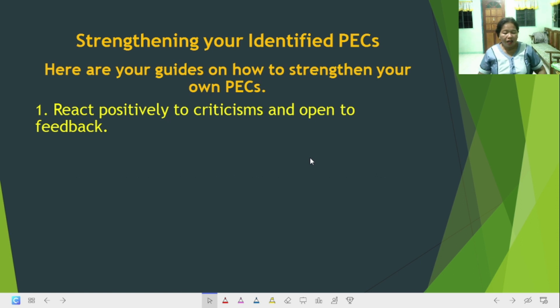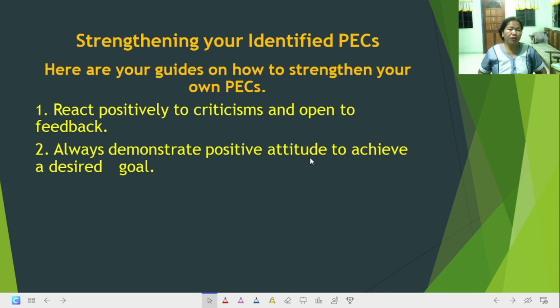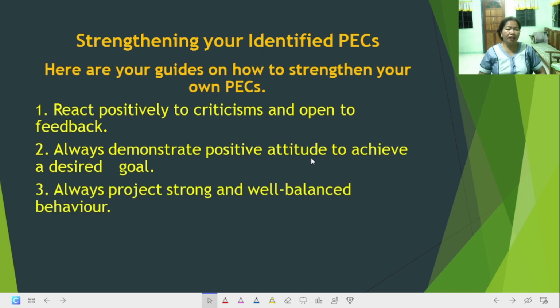Number one means be open to comments and respond positively to criticism. Meaning, if there are criticisms, you just take them positively and respond positively, of course. Number two, always demonstrate a positive attitude to achieve a desired goal. So to attain a desired goal, have a good attitude at all times. Number three, always project strong and well-balanced behavior. Meaning, you have to maintain a powerful and well-balanced demeanor at all times.